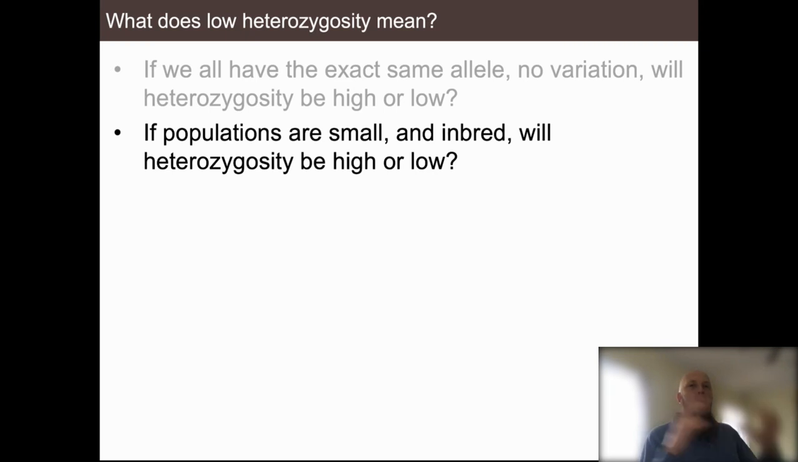If the population is really, really small and there's lots of inbreeding, will heterozygosity be high or low? Now that's a more difficult question, right? But I want you to think about what heterozygosity means. It means having two different alleles for the same gene, okay? Now, think about what inbreeding means and why, for example, humans don't inbreed, or we frown upon inbreeding our dogs. Why? What's the consequence of inbreeding?